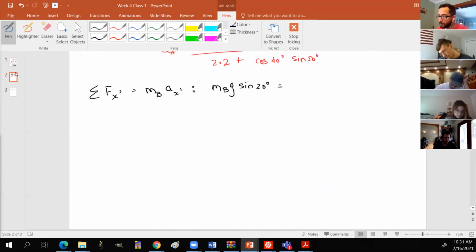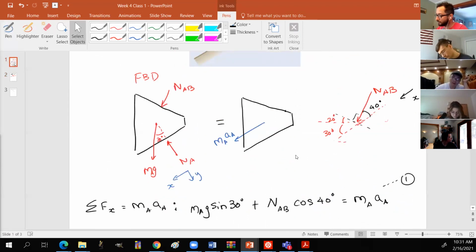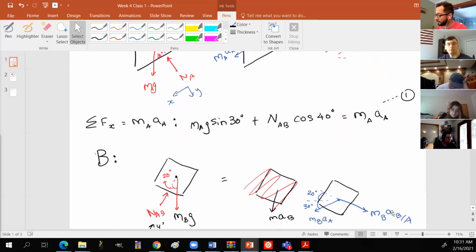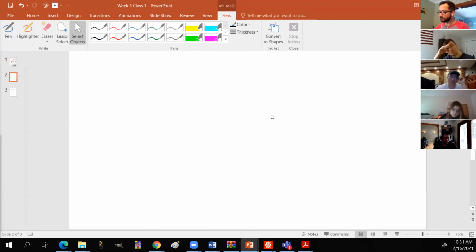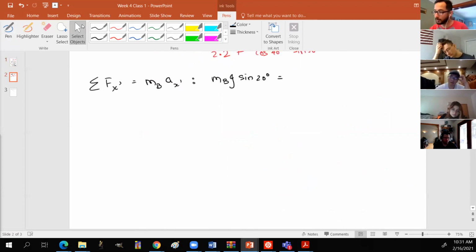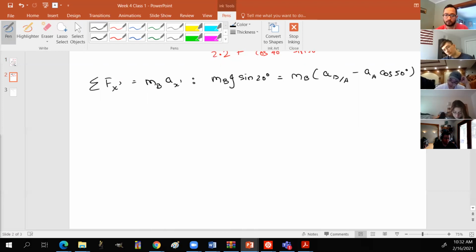Then you have your two accelerations. You'll have a_B relative to A, which is going to be positive, and then you'll have the component of a_A in the negative x prime direction. So that'll be a_A cosine of 50. So this is going to be m_B times a_B relative to A minus a_A times cosine of 50 degrees. And here you have one equation for one unknown because we already know what a_A is.